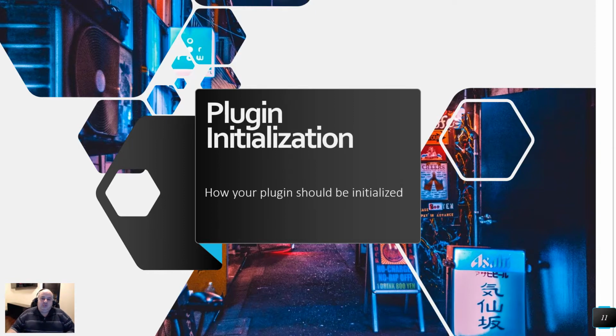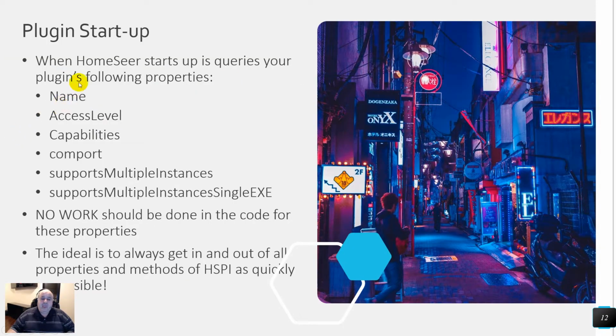So the initialization of your plugin. What does HomeSeer go through when it's coming up? What does it look for in your plugin? And how should things be handled? When HomeSeer starts up, it queries the following properties: the name, the access level, the capabilities, the COM port, like I said earlier, whether your plugin supports multiple instances, and whether it supports multiple instances on a single executable.